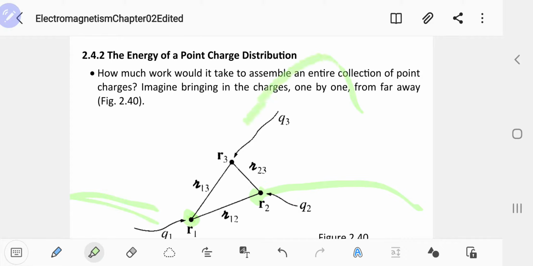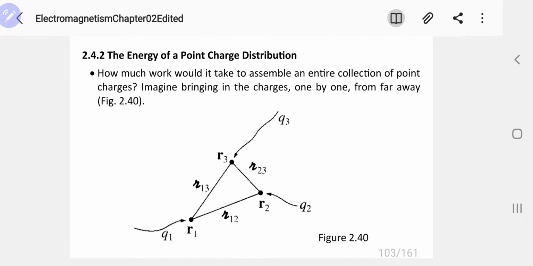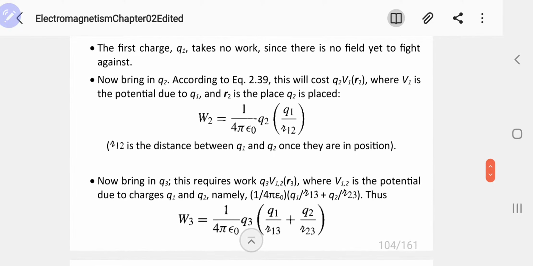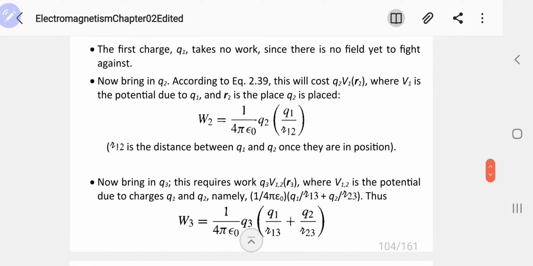From infinity we bring Q3. How much work is done? So first, let's calculate the work done on the first charge. Here, for the first charge, there is no other charge that it is going to interact with. So there's no electric field that will act on the first charge.